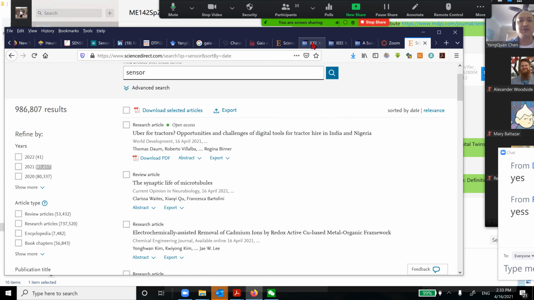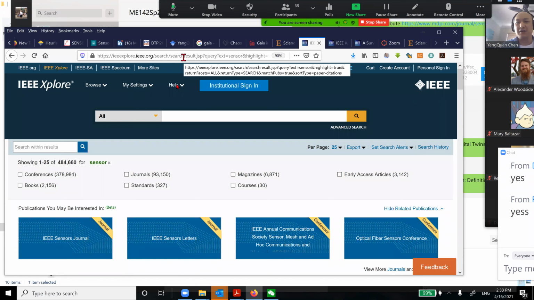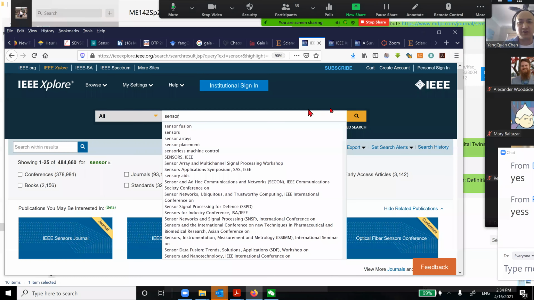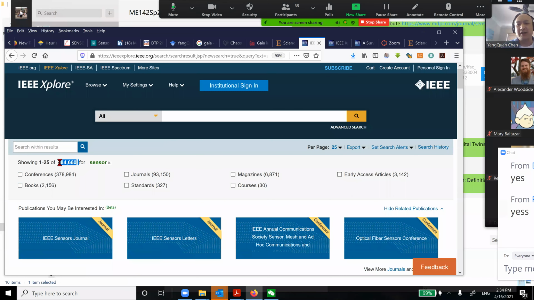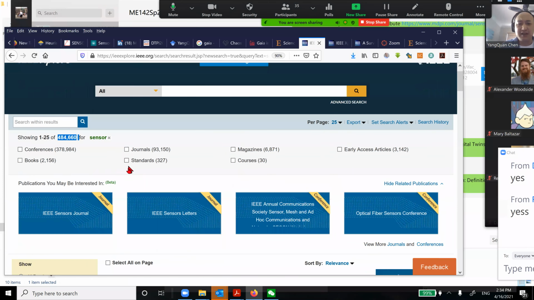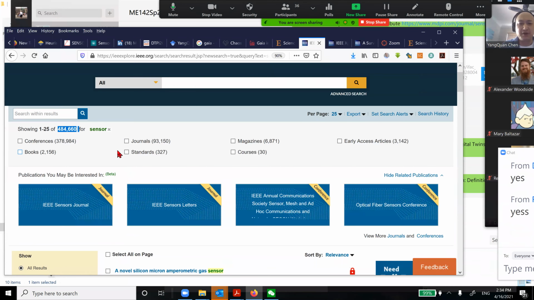But if you go to another site, it's called ieeeXplore. I put in sensors here. So I'm going to get about 500,000. Okay, that's also a big number in ieeeXplore. So you can find many of the sensor papers you want to read.